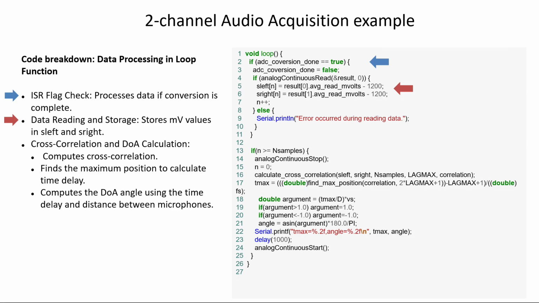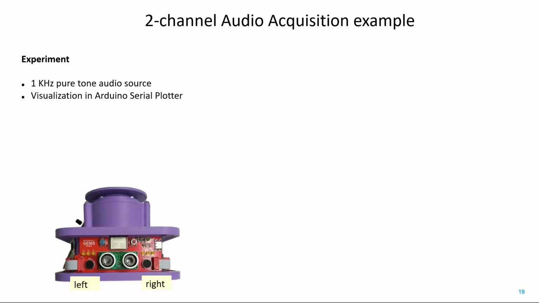A counter N tracks the number of samples that's been collected. Then we compute the cross-correlation. With the function calculate cross-correlation, we find its maximum position to calculate the time delay. We compute with the formula the value for the angle, the DOA angle. Crucially, we have to saturate the values of the argument between 1 and -1 so that they are compatible with the arc cosine.